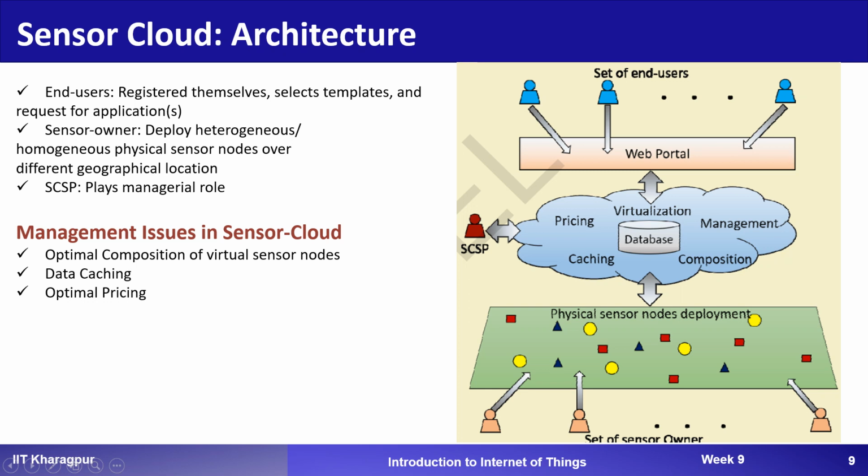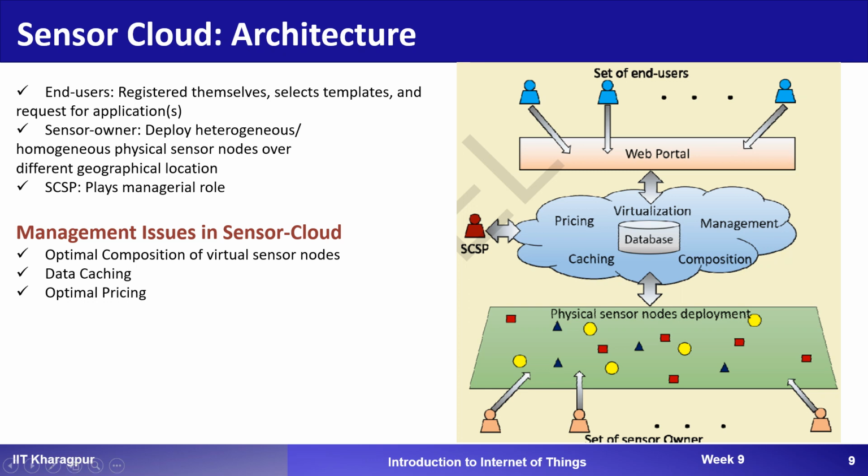They deploy these sensors into the geographical location, and further the service provider is responsible for pricing, caching, composition management, and virtualization of these physical sensors. For example, consider this red sensor, blue sensor, and yellow sensor. The service provider can make one logical sensor of all those three, or on the other hand, it can also create many instances of a single physical sensor.